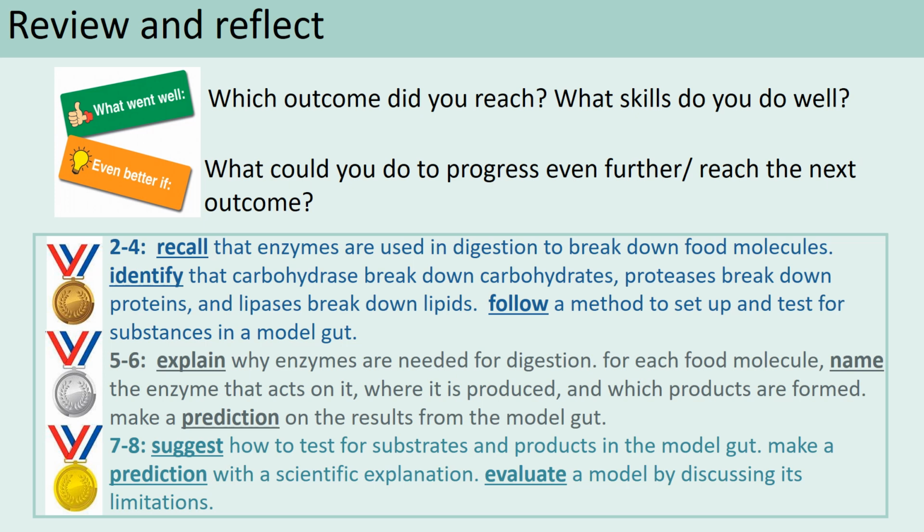And then for the higher levels 7 to 8, suggest how to test for the substrates. We've already said that one. And also evaluating models by discussing their limitations. Now that one again will be more relevant in the next lesson, where we look at some of the adaptations of the digestive system.